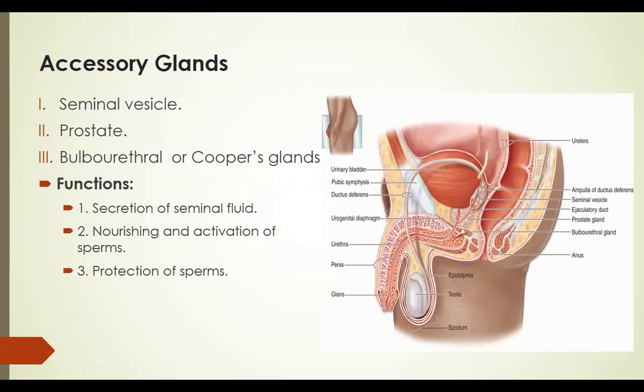What are the functions of these accessory glands? One is the secretion of the seminal fluid. Very important is the secretion of the seminal fluid, which helps in the nourishment as well as the activation of the sperm. Also, because it is a fluid medium, they start flowing. So it also acts as a protection for the sperms. So this fluid helps in the nourishment, activation, as well as the protection of the sperms.